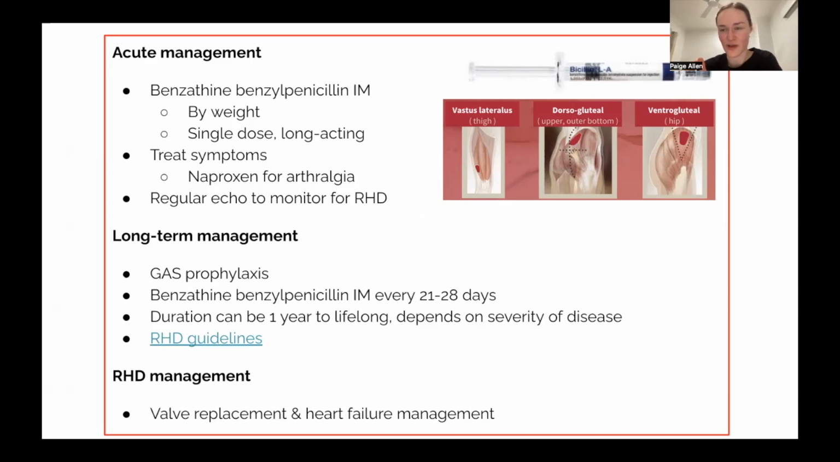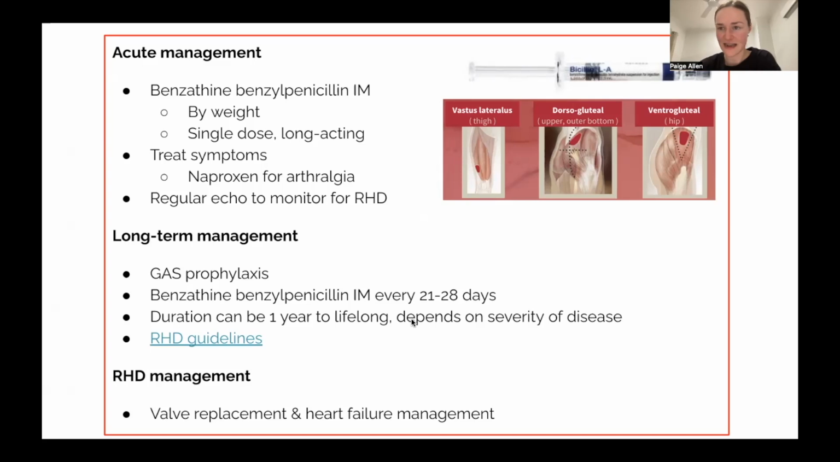So they need to stay on the prophylactic antibiotics, which is really unfortunate because if you think about it, a lot of these people are kids, right? So it's a kid having to go get an injection every 3 to 4 weeks, for a minimum of 1 year, but it can be up to lifelong depending on all these different criteria. If you want to look at the criteria, you can click on that link there.